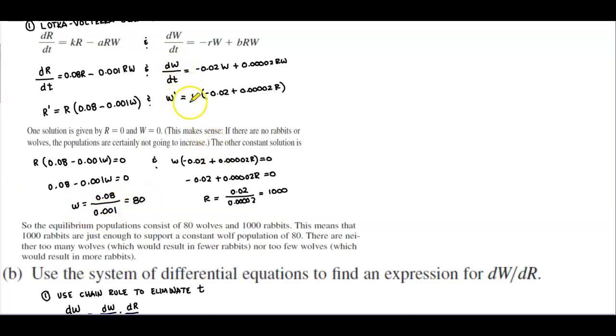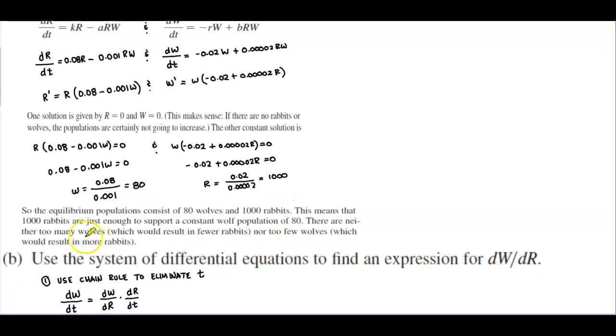For the other equation, again, we can set this equation equal to 0, so where the derivative is equal to 0, that's where you have your equilibrium. So we can divide both sides by w and then solve for r by adding 0.02 to both sides and dividing by 0.00002, and therefore r is going to equal 1,000. So the equilibrium populations consist of 80 wolves and 1,000 rabbits.